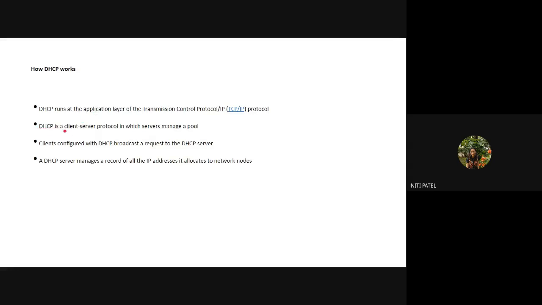DHCP is based on the client server method. That means it is a client server protocol in which the server manages the pool. Which pool? It is nothing but the DHCP pool which I just talked about. It is a pool where all the IP addresses are kept, and IP addresses are given to the system and again taken back and put back inside that pool. A client configured with DHCP broadcasts a request to a DHCP server. A DHCP server manages a record of all the IP addresses that it allocates to a network node.